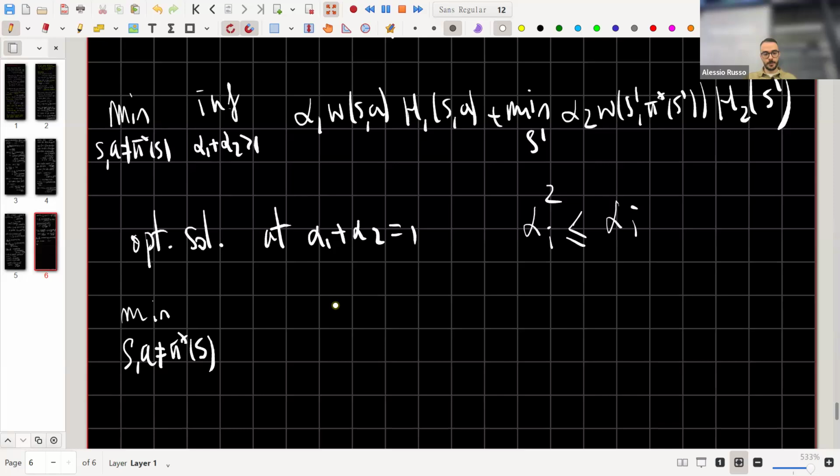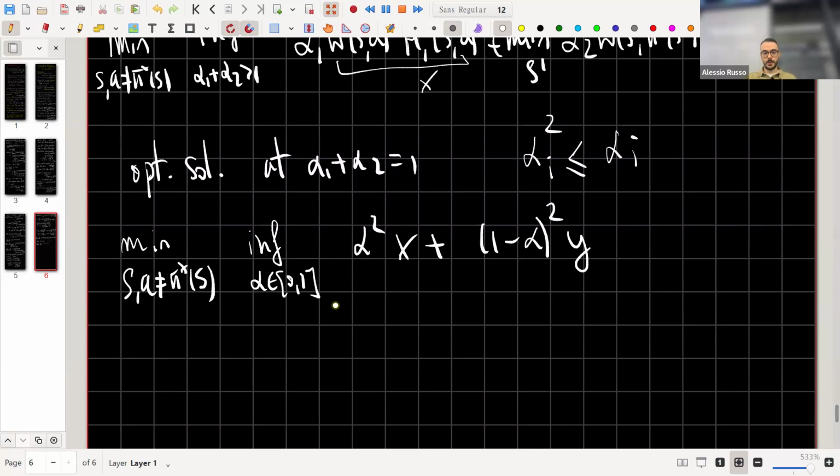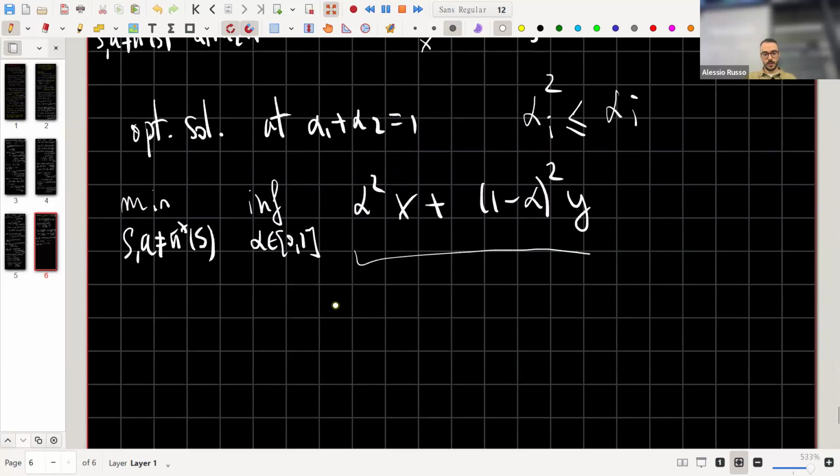And so this becomes infimum over alpha that belongs to [0, 1] of alpha squared x plus y minus alpha squared y. The first quantity here I will call x, and this other quantity I will call y. So when we solve this, we can take the first derivative of this quantity.